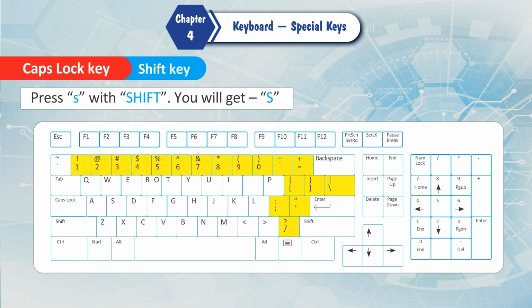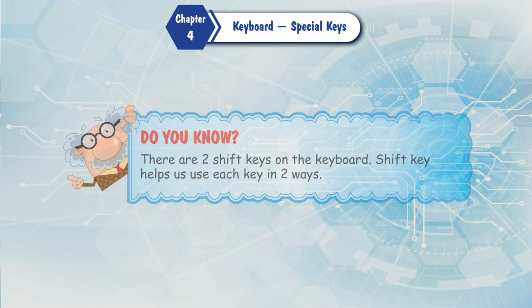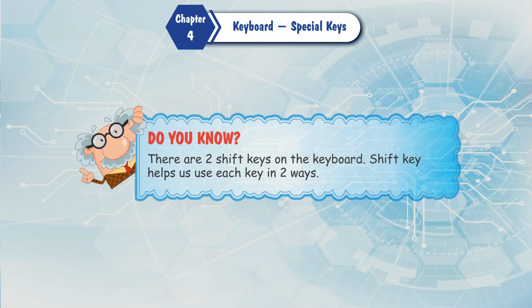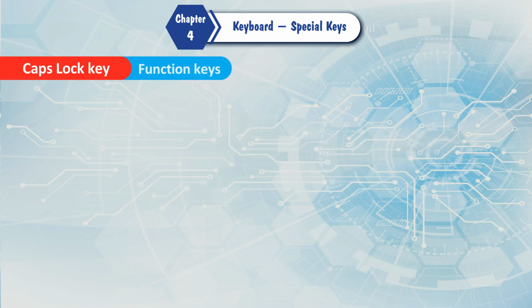Press small s with shift, you will get capital S. Press capital S with shift, you will get small s. Do you know there are 2 shift keys on the keyboard? Shift key helps us use each key in 2 ways.